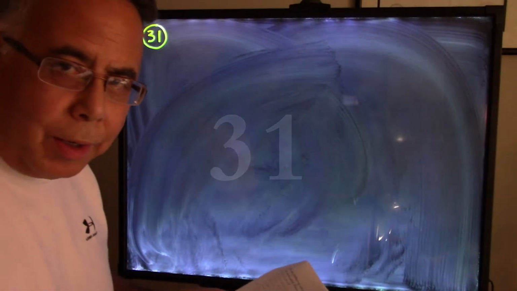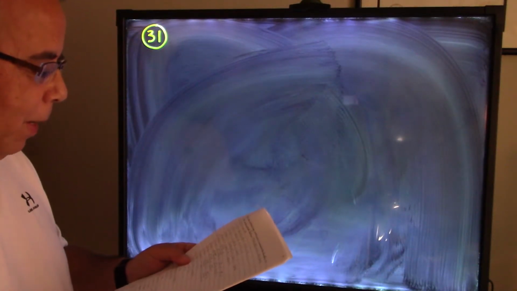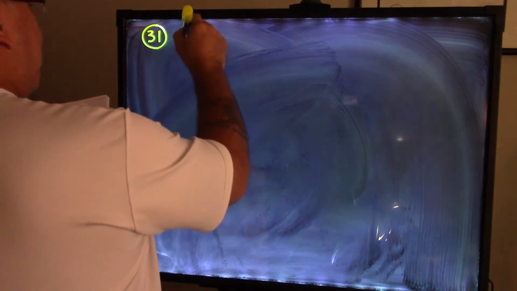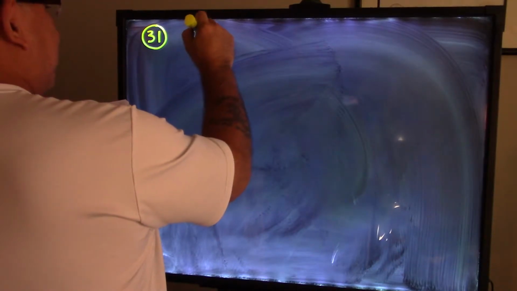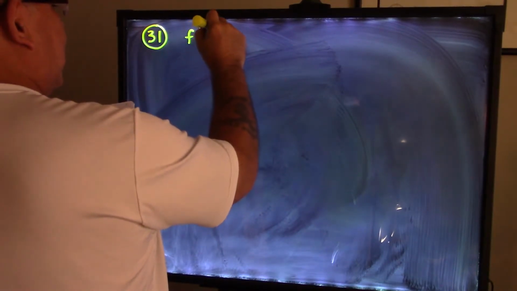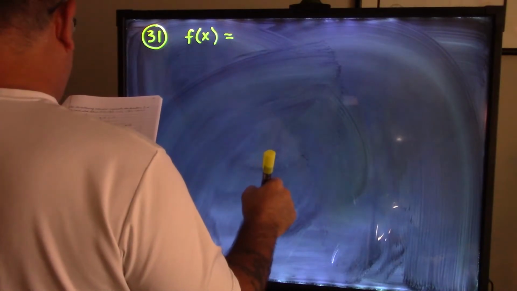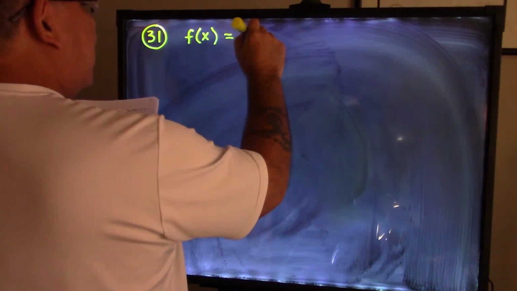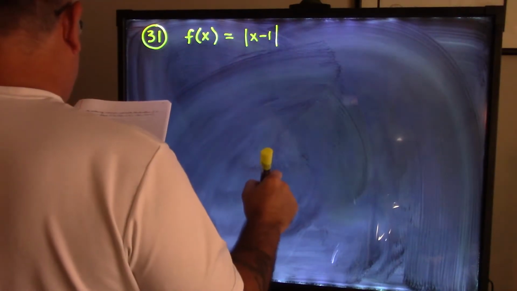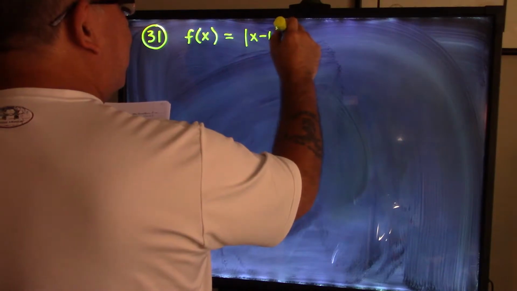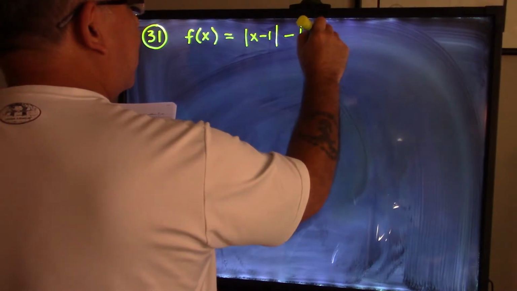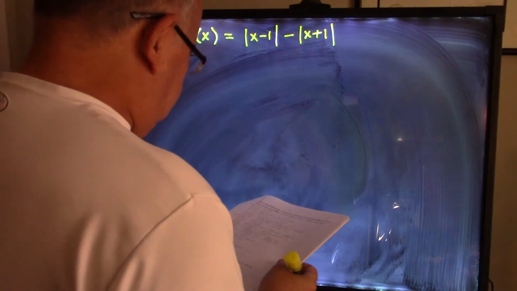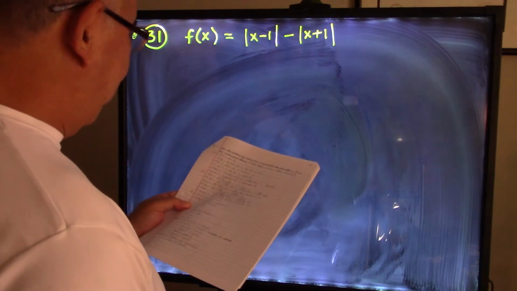All right, we have number 31 here. And f of x, oh my goodness, absolute value bars. The horror of algebra students, right? The horror, the horror. Not a big deal in this one. Absolute value of x minus 1 minus absolute value of x plus 1. All right. This is going to take some space here.